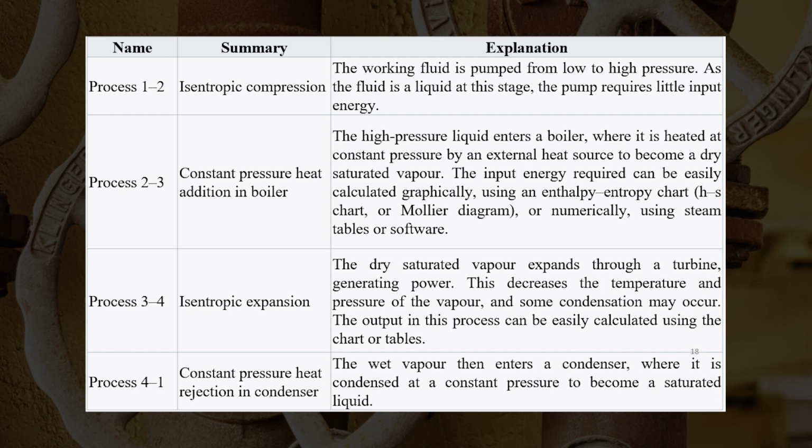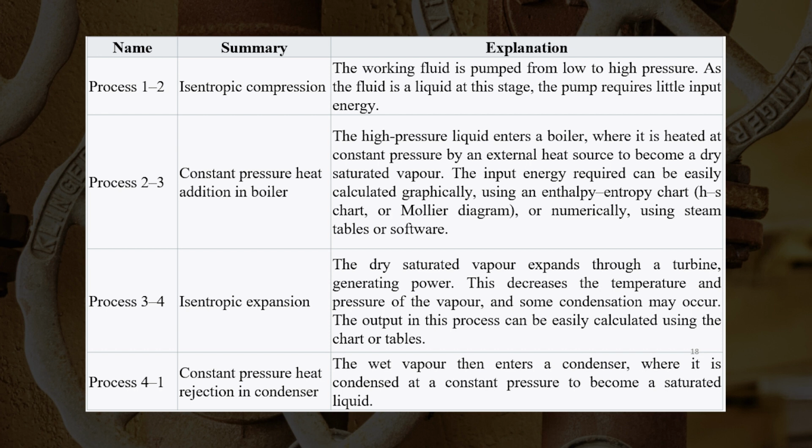The input energy required can be easily calculated graphically using an enthalpy entropy chart, that is called the HS diagram or Mollier diagram, or numerically using steam tables or software. Now, here we can see the process 2 to 3 is a constant pressure heat addition in the boiler, and the process 3 to 4 shows isentropic expansion.